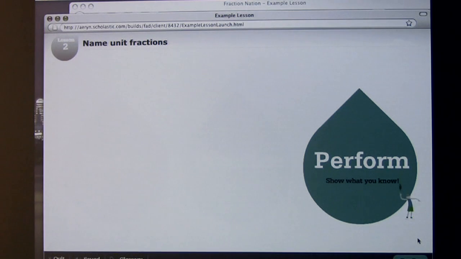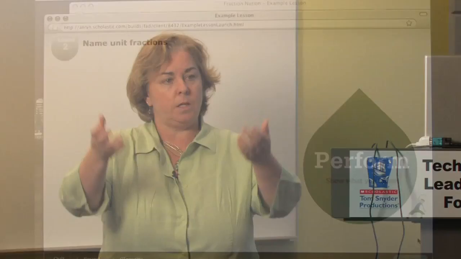So for each lesson, there's a performance assessment. And the performance assessment is when we really begin to remove some of those scaffolds and make a slightly higher demand on the student to be able to respond and show that they understand the fraction in its numeric symbolic form. And so this is the performance assessment.